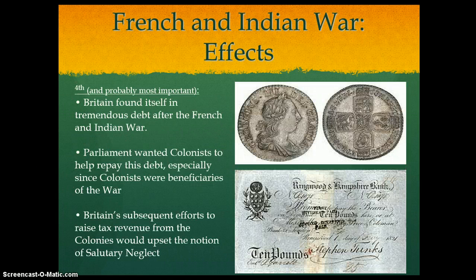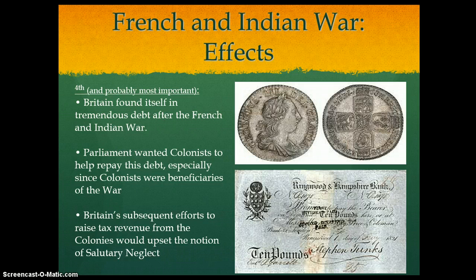The fourth, and probably the most important consequence of the French and Indian War, is that Britain found itself in huge debt after the French and Indian War. The amount of resources that were used to fight that war in terms of the Navy, the Army, the amount of money that was necessary to make loans to finance the war, put the British government into huge debt.